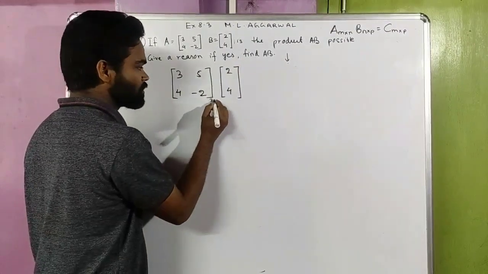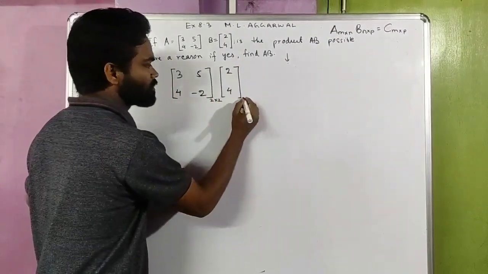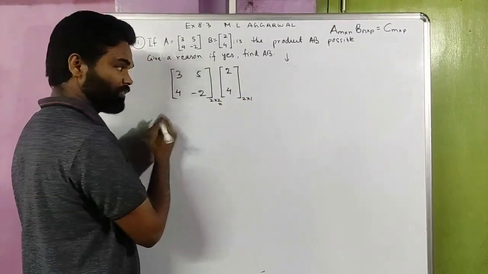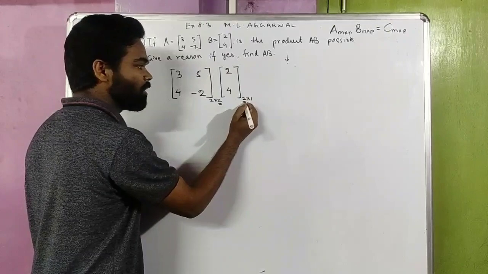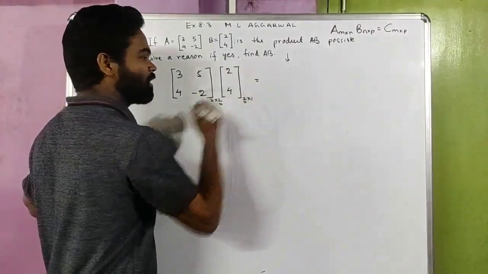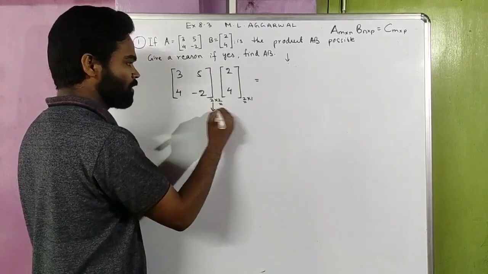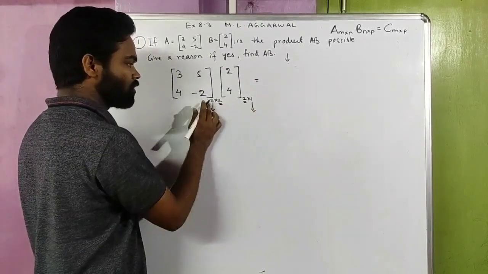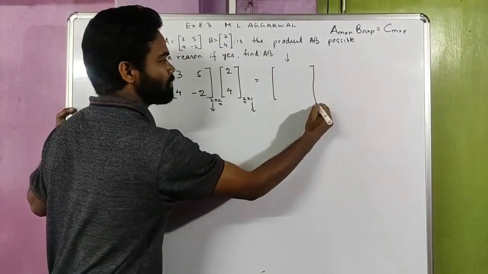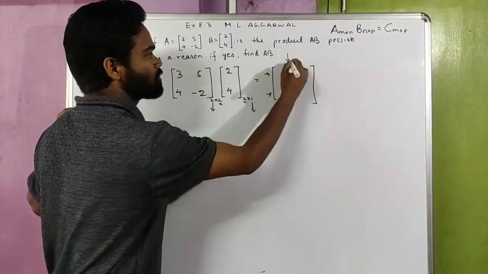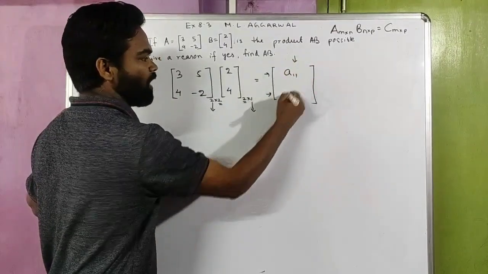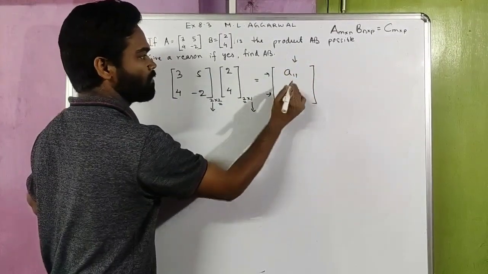Let's see. This is 2 cross 2 and this is 2 cross 1. Now clearly the number of columns of the first matrix is equal to the number of rows of the second matrix, which means they are compatible for multiplication. And what will be the order of the resultant matrix? 2 cross 1, which means this will have 2 rows and 1 column. This is A11, this is A21.